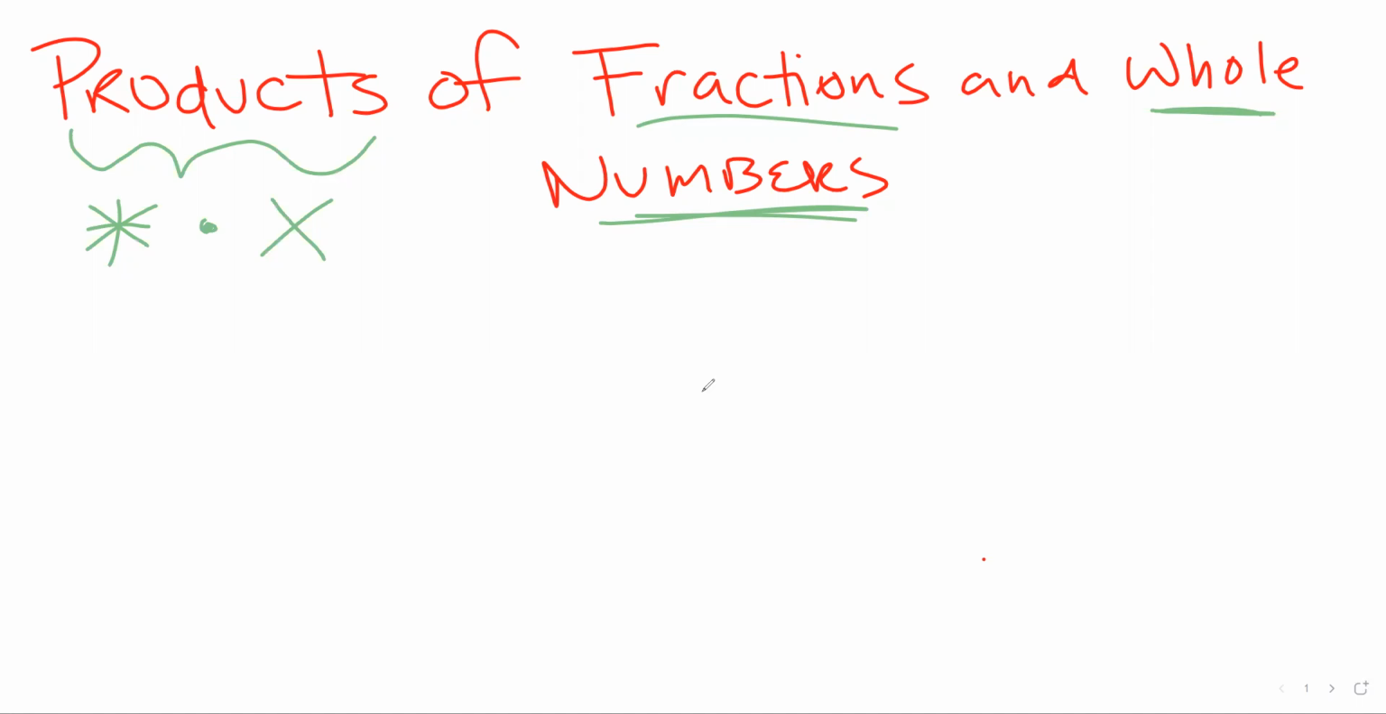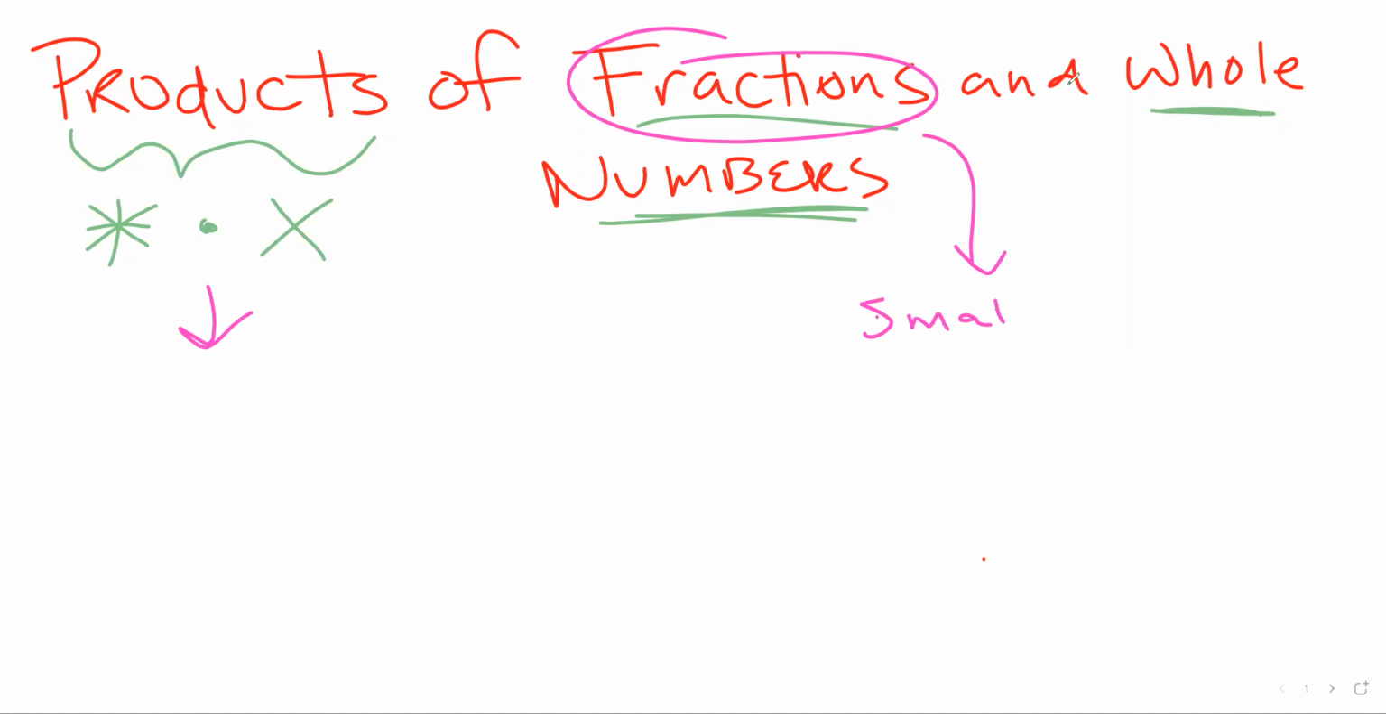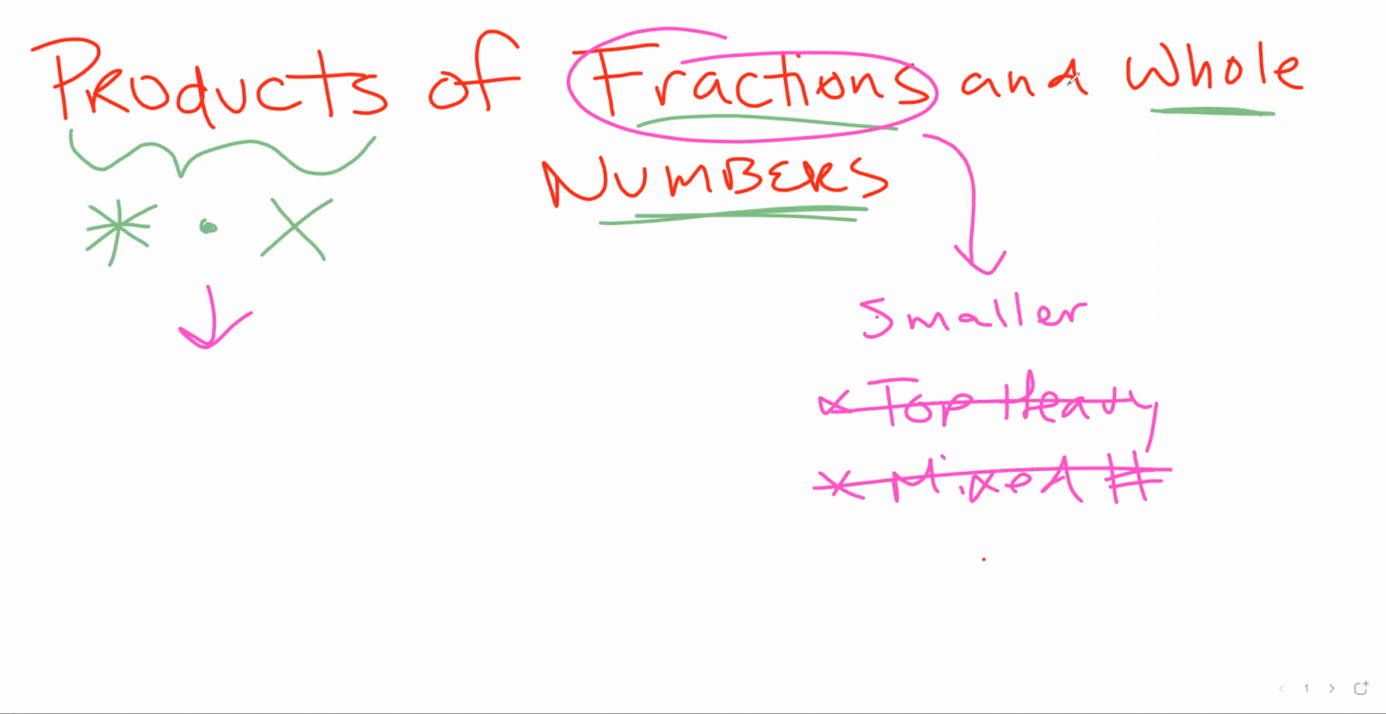So again, products, multiplication, right? So we're going to be using some multiplication with fractions, which in this case are going to be the units smaller than 1. Because remember, if I had any fractions larger than 1, then it would be a top-heavy fraction, which is not the term we're using here, or it'd be a mixed number. And I'm not using either of those terms here. So we are focusing just on fractions like unit fractions or any fractions smaller than 1 and the whole numbers themselves.